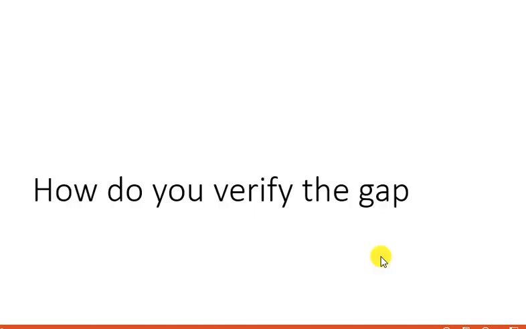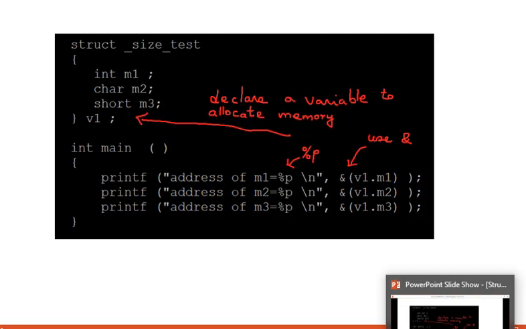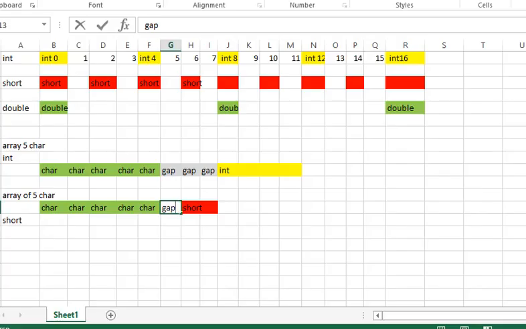All right. Then how do you verify the gap? I've written a program to print the addresses. Print the addresses, and you can confirm that there are gaps in these things. So to summarize the gap and the paddings, I hope this video will clarify your questions and answers.